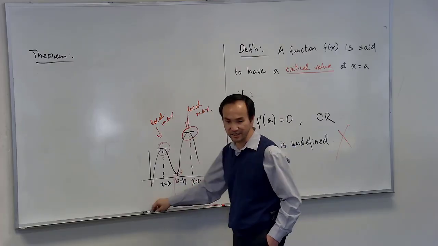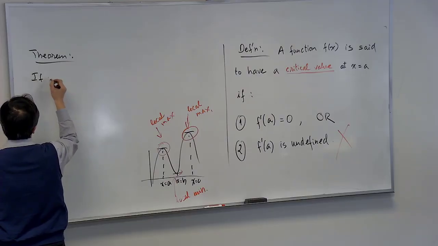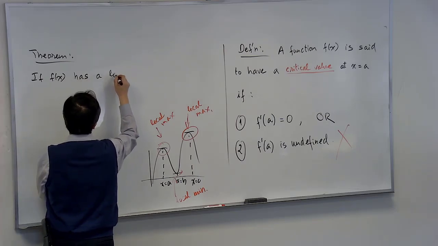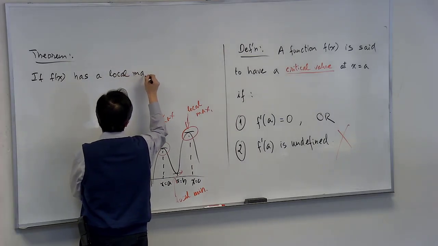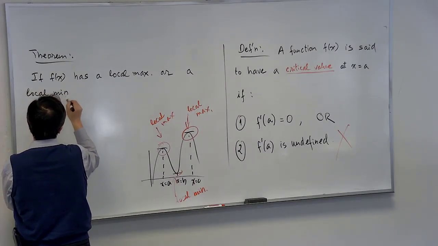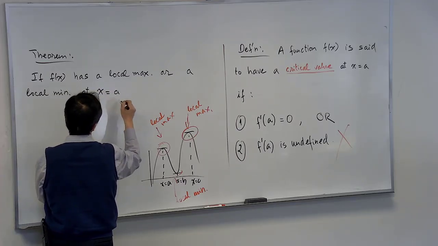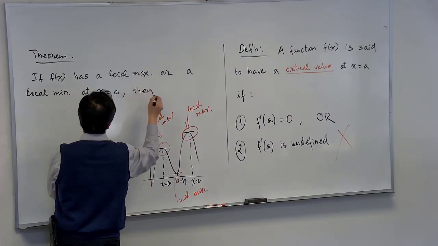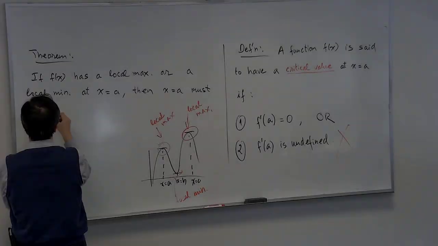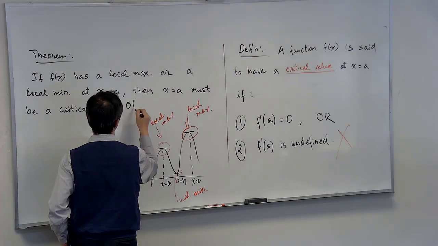So now we're formulating a theorem. Here's what the theorem says: if f of x has a local maximum or local minimum, either one of those, at a given point x equals a, then x equals a must be a critical value of f of x.